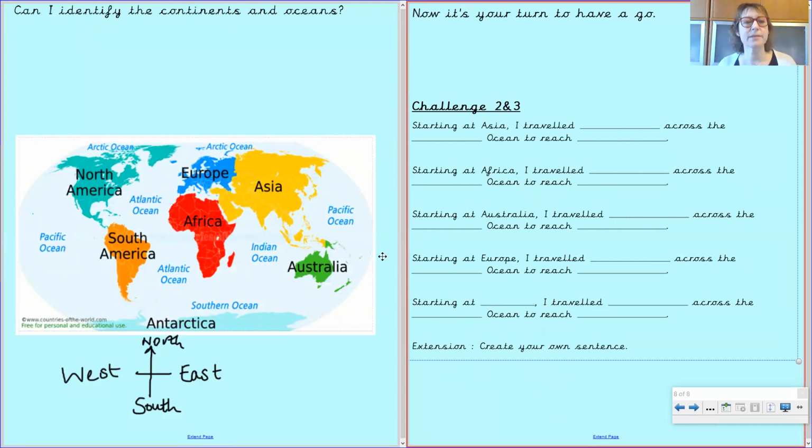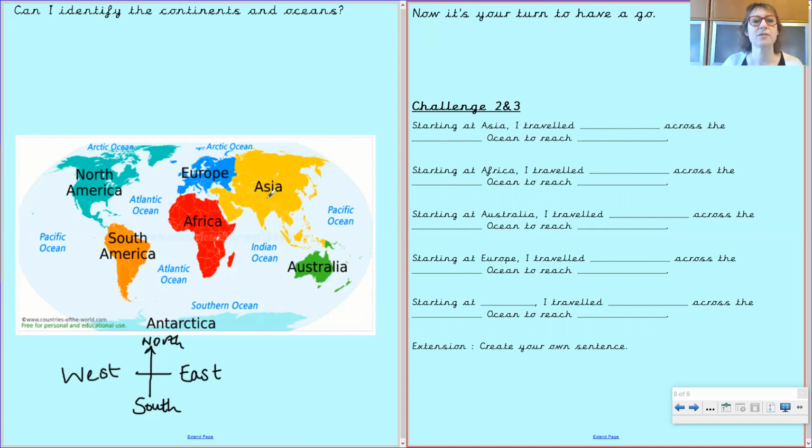Sometimes I'm so proud of myself. Look, we still have the map and the directions. For the first 3, you get told where you start from. So you're starting in Asia. Which way are you going to travel? And the thing is, if you travel west, there is no ocean for you to travel across. So no ocean. So from Asia, which way would you like to travel? Which ocean are you going to cross? Where are you going to end up?